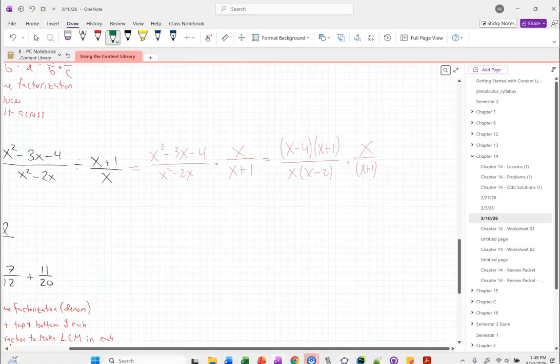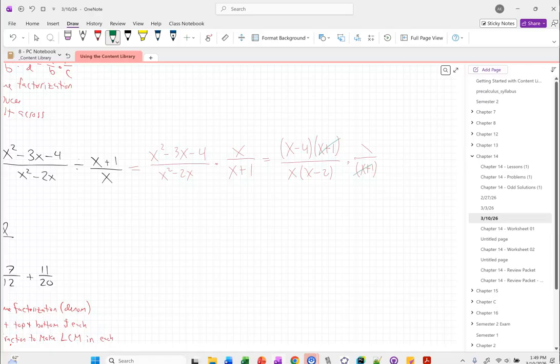And then we reduce. And we're left with just x minus 4 over x minus 2. What do you guys think? It's all right? Okay.